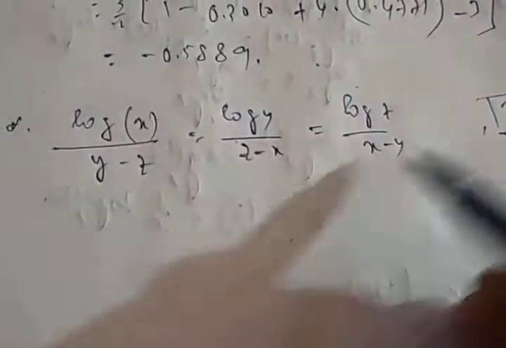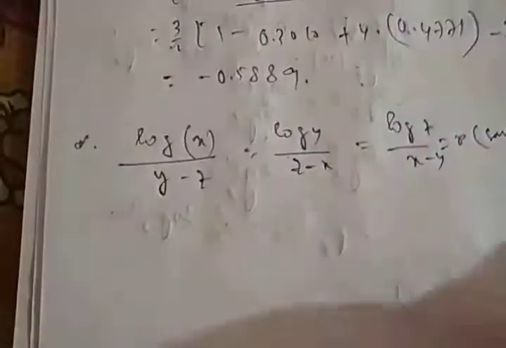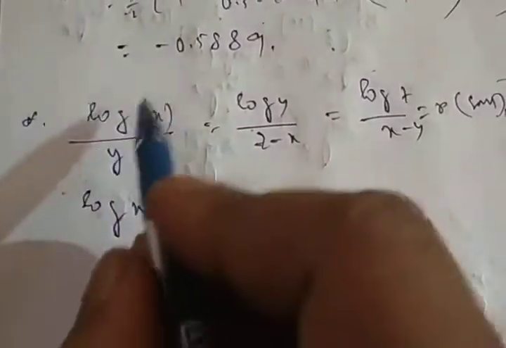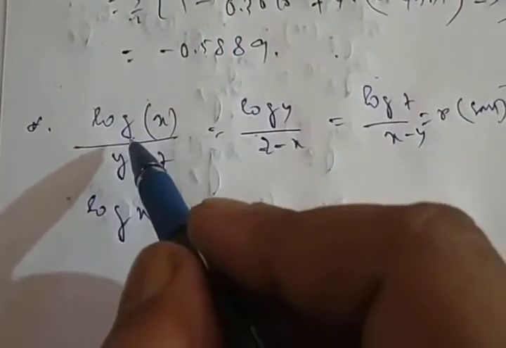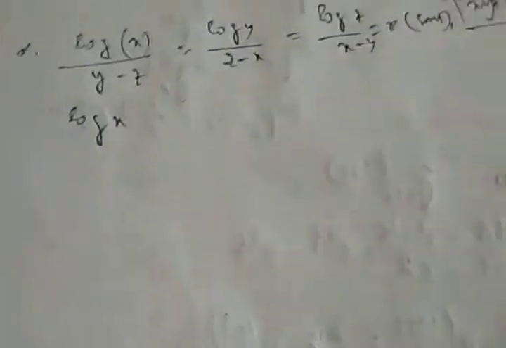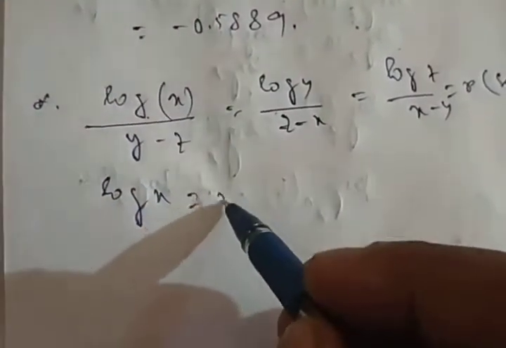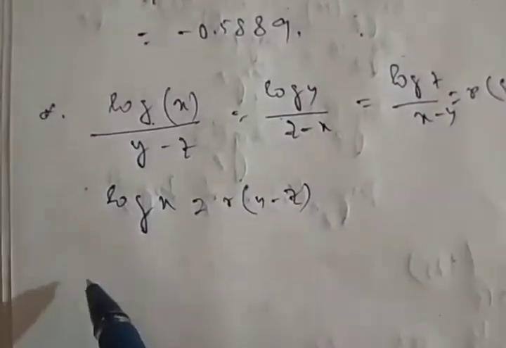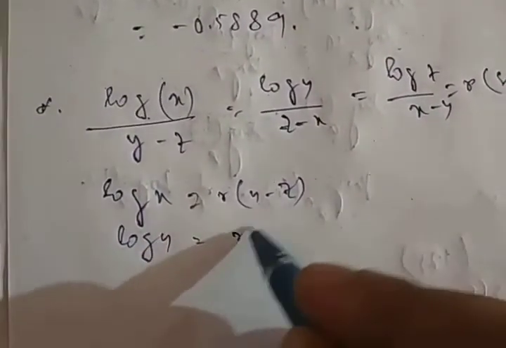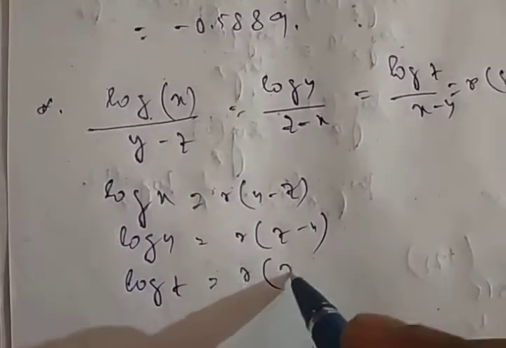So this is given. Now we can write it as equal to r, say r. Then for log x, here the base is arbitrary. As the base is not given, we can take the base as 10, for common logarithm. So log x equals r into y minus z, log y equals r into z minus x, log z equals r into x minus y.